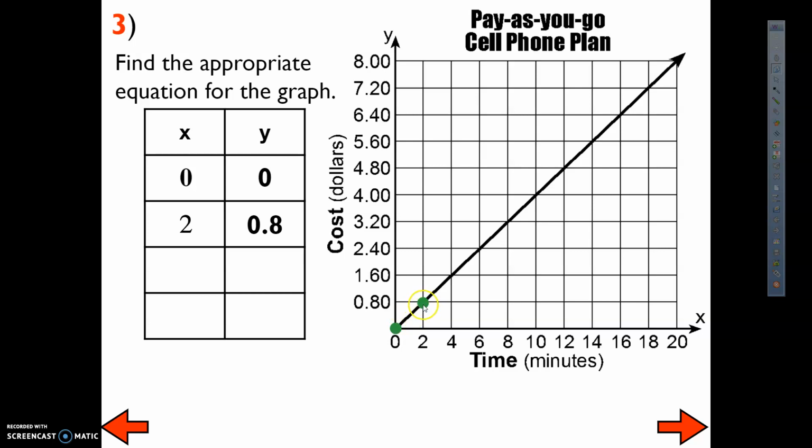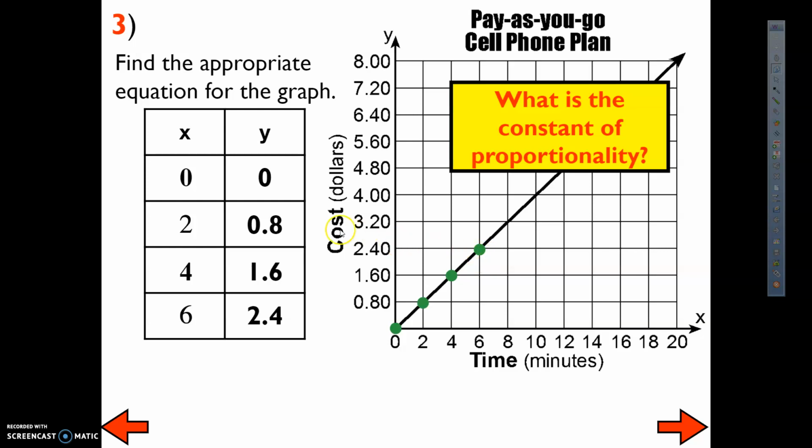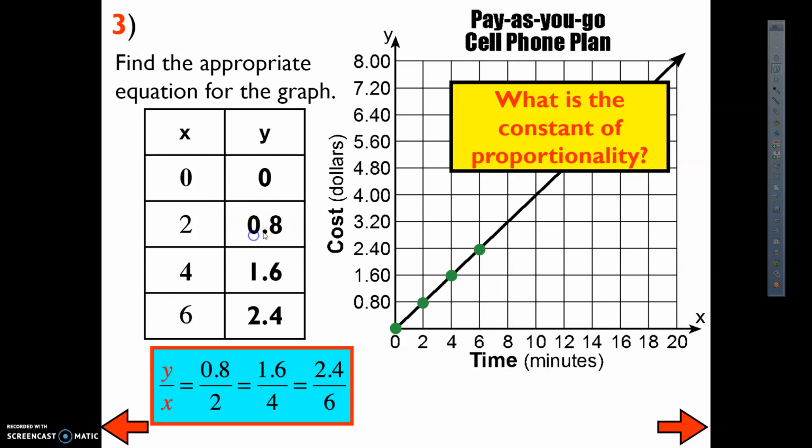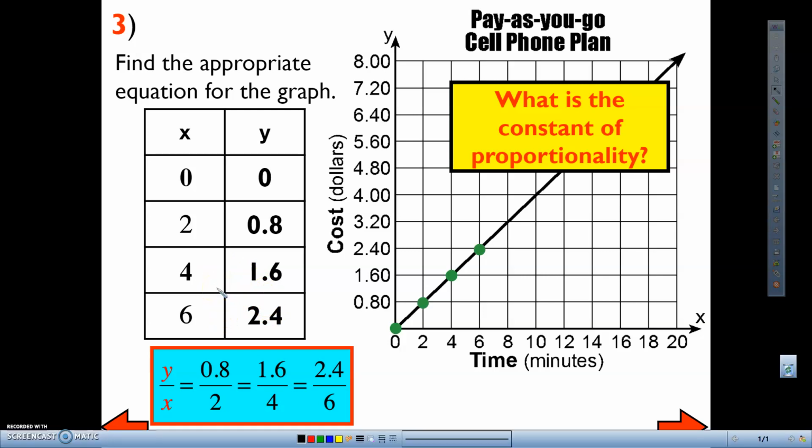The next good point looks like it's right here at 2, 0.80. And the next one's at 4, 1.6. And one more, let's write 6 goes with 2.4. All right, so now we find the constant of proportionality. We put the y over the x. Remember, we skip over 0, 0. And so 0.8 over 2, 1.6 over 4, 2.4 over 6. In any of these cases, we have to divide.